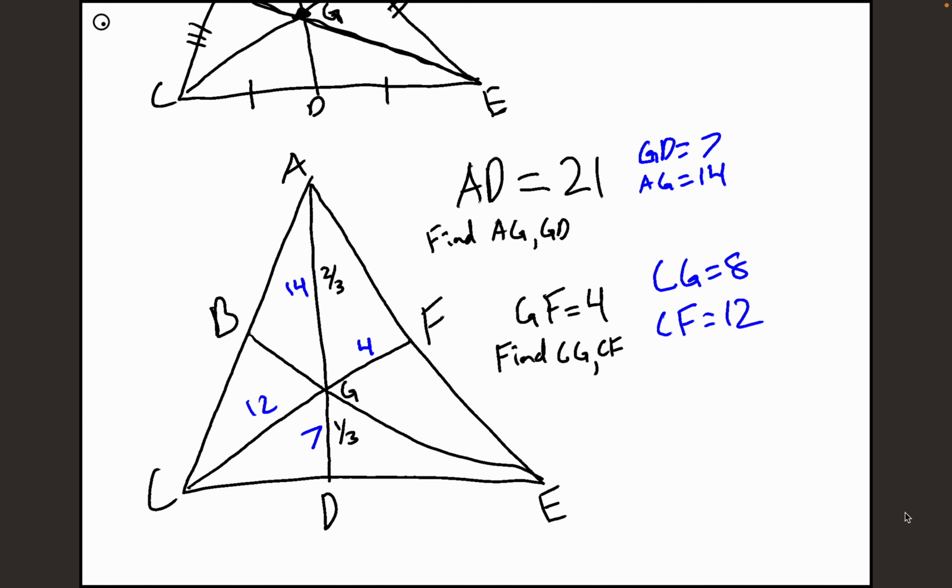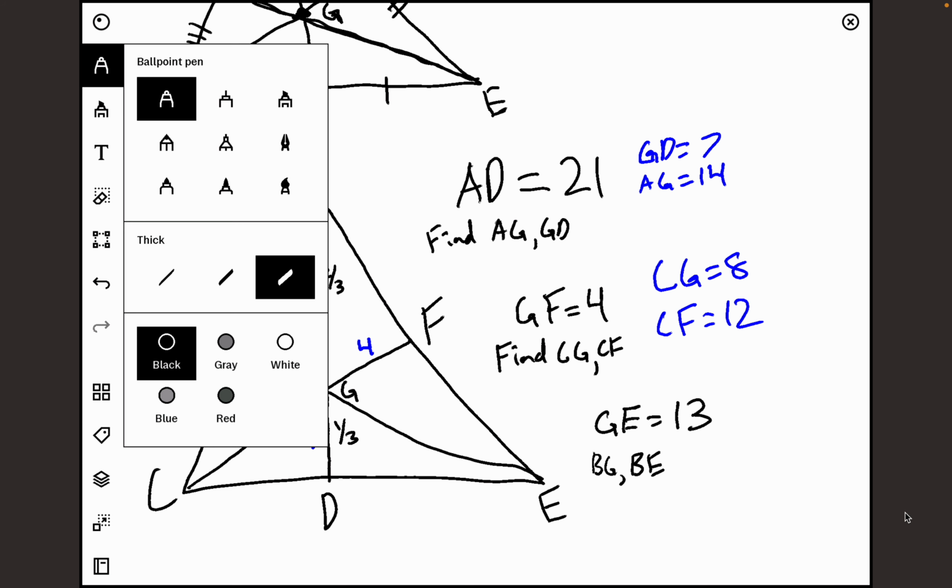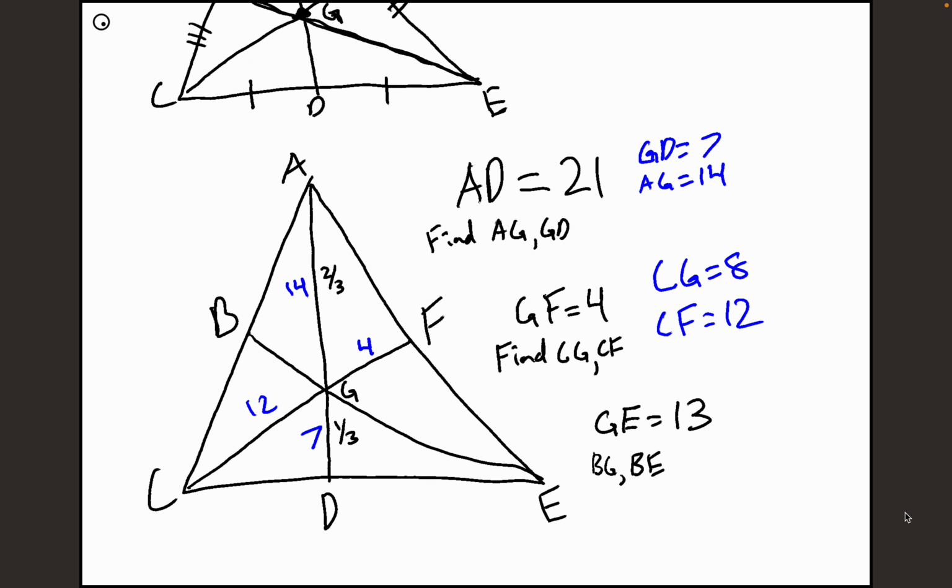All right, now let's say this time GE equals 13. We need to find BG and BE. So this time I have GE equals 13. Now, this is on the inside, it's not the full length. Is this going to be my 2/3 or my 1/3 length? And how do I know it's my 2/3? Because it comes from the angle. Now I have my 2/3 length.